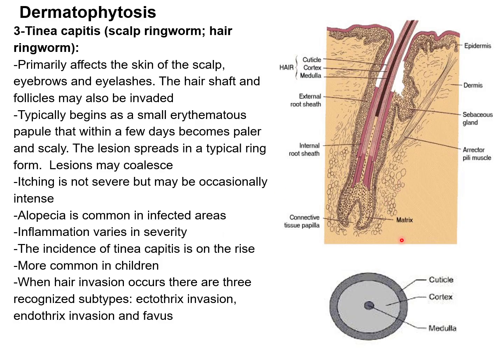Now a little bit about the anatomy of the hair, because we will be using these terms. The cuticle is the outermost layer, and then we have the cortex and the medulla. Depending on how deep the invasion goes, we have what we call the ectothrix invasion, or the endothrix invasion and favus. We'll be talking about these different types of tinea capitis.